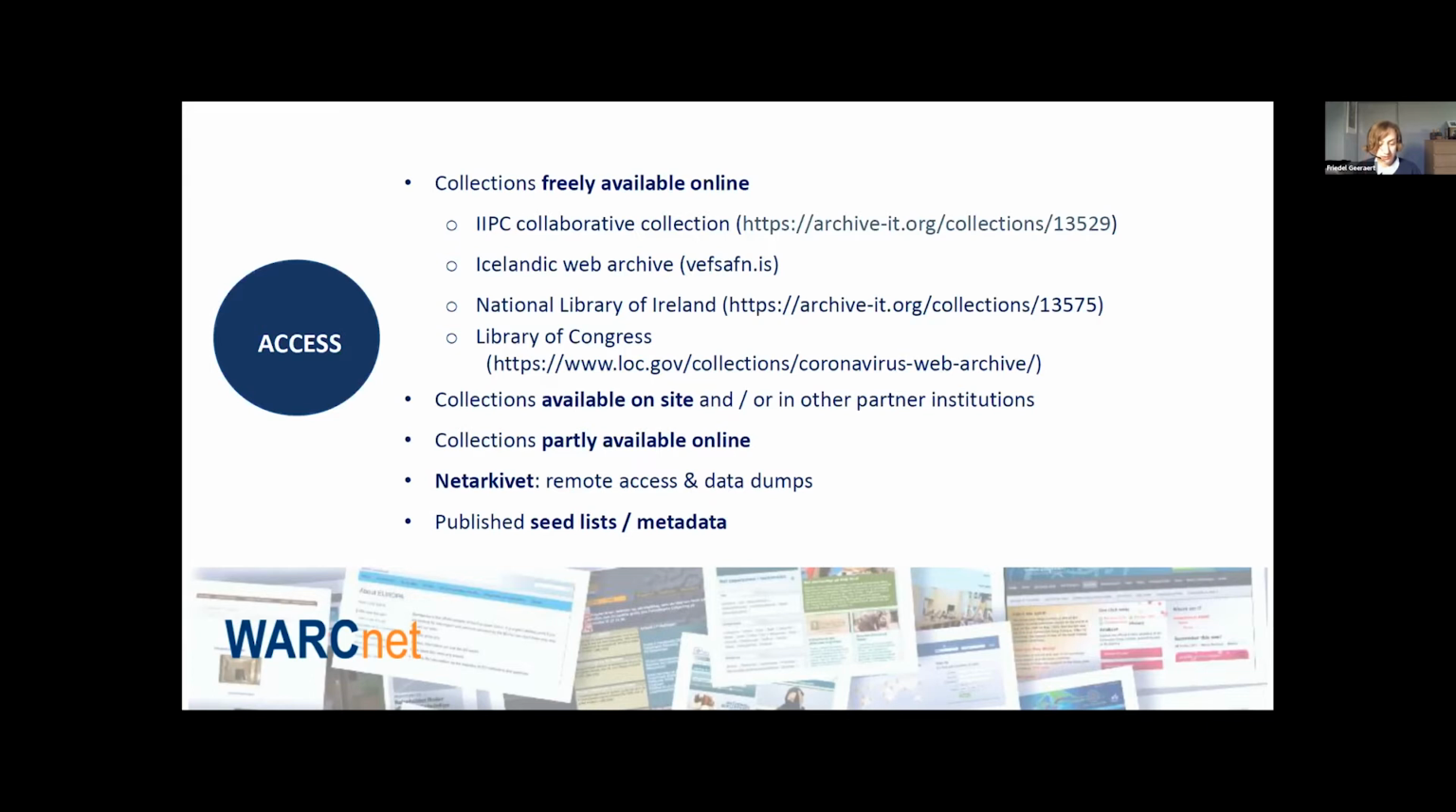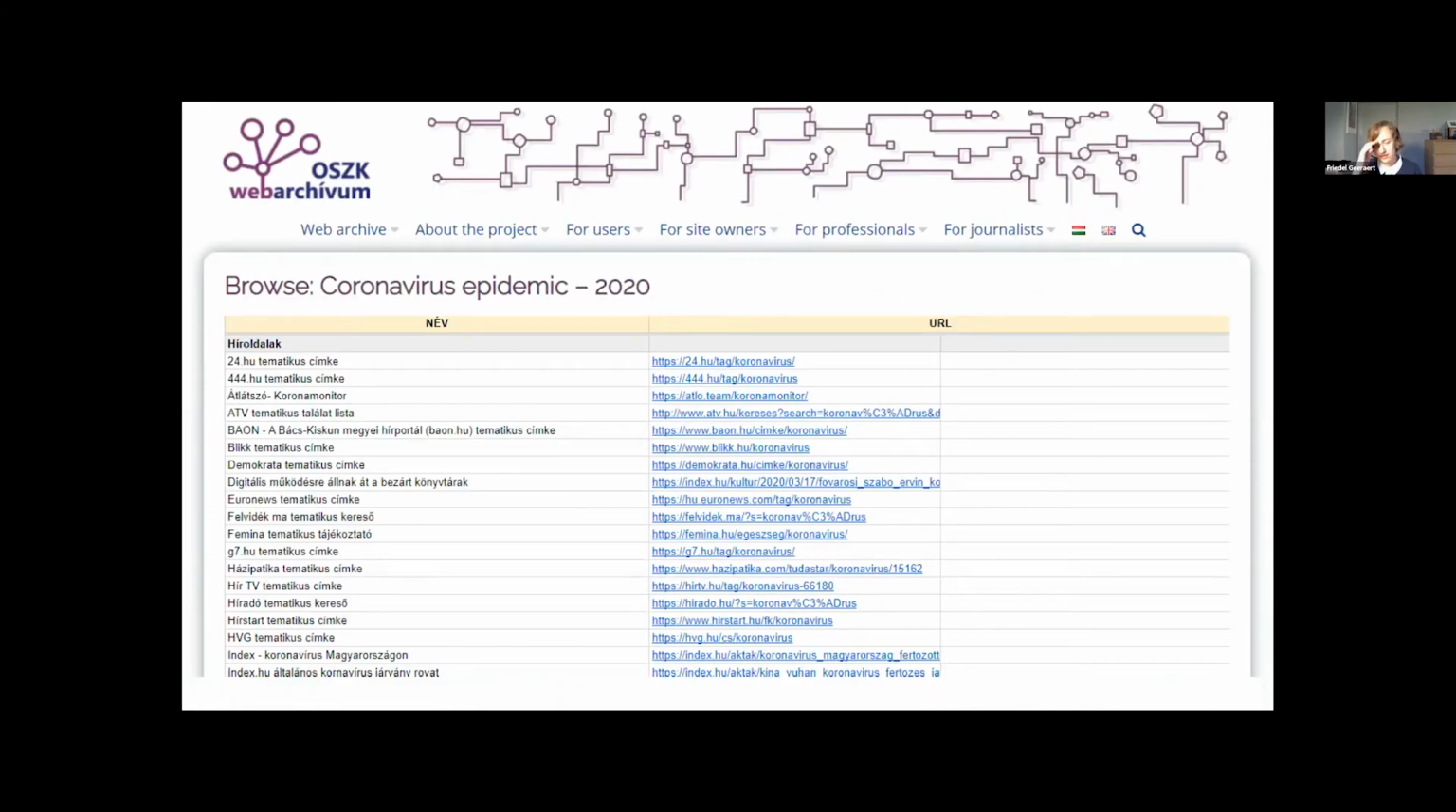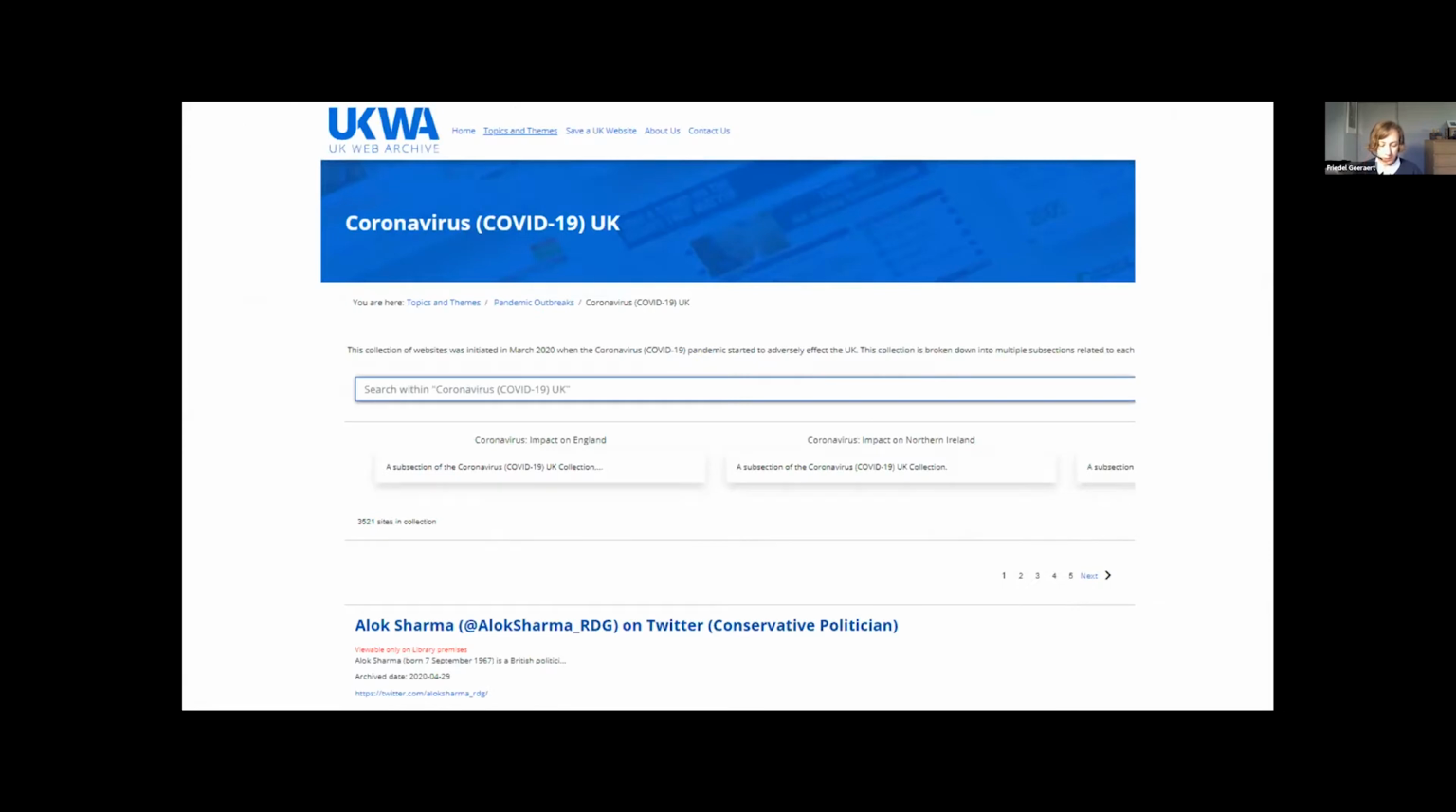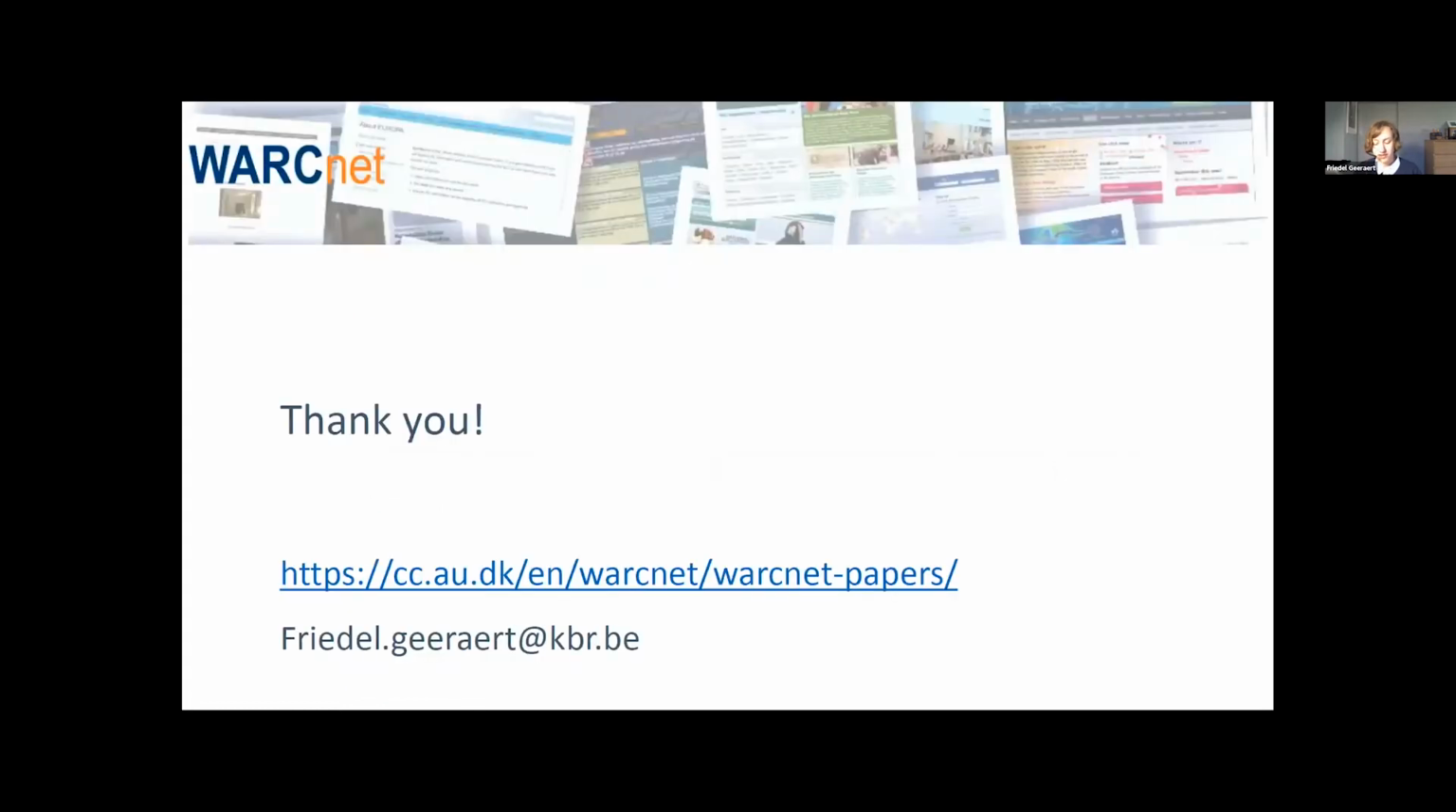And in order to further transparency, some initiatives also make the seed lists or metadata of the collections available. So this is, for example, the seed list, a list of all the URLs that have been captured by the Hungarian National Library. This is an extract from the UK Web Archive, where all the metadata about the collection is freely accessible online, and some of the websites or social media can also be accessed freely online, but most of it isn't.